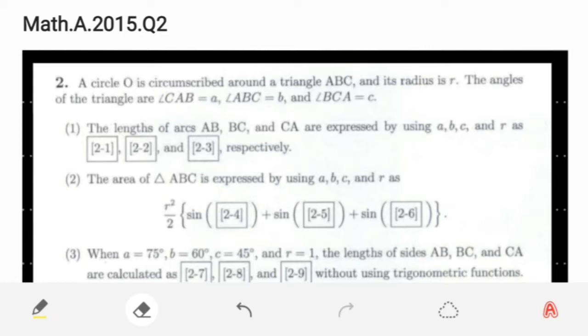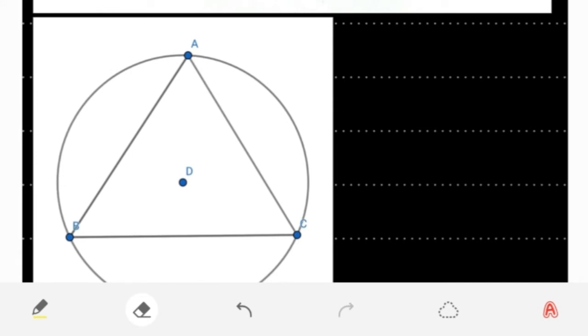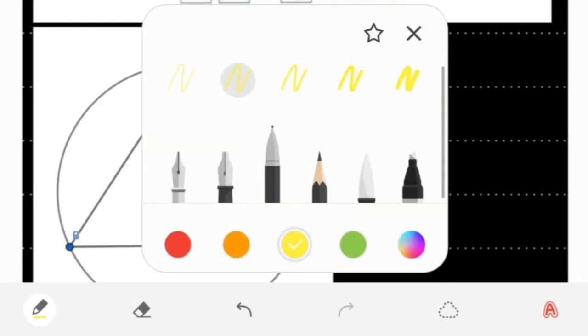Question 2. So we are going to have a circle, and it is circumscribed around a triangle ABC, and its radius is R. He gave you the angle of this circle, okay? So this is the circle, and the circle is circumscribed around the triangle. If it was inscribed, this would be an inscribed circle, but it is circumscribed.